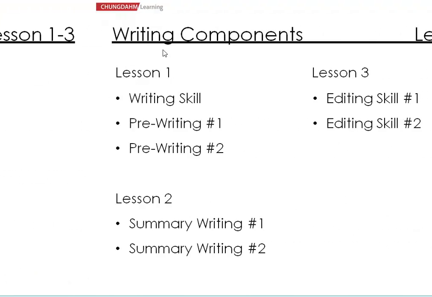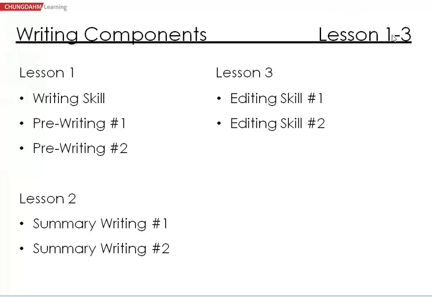Moving on to the writing class, we're looking at lessons 1 to 3 only of the textbook because during lesson 4, students do not study writing. So during lesson 1, students will learn a writing skill. This is completely new to them. And then they'll learn pre-writing 1 and pre-writing 2. And these two components are just like sapling.